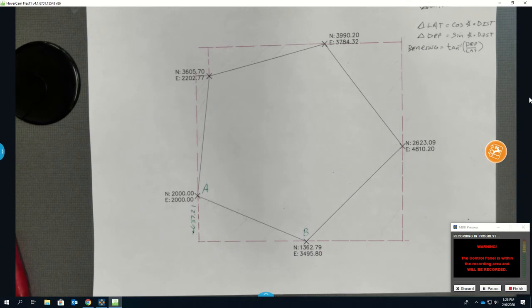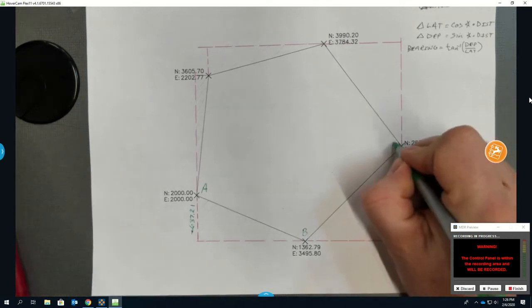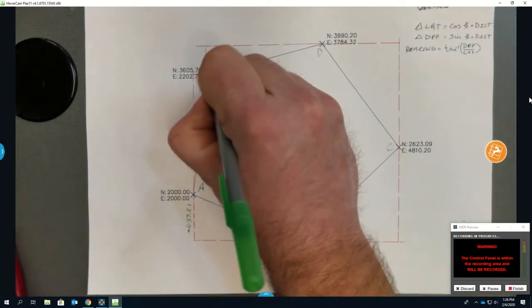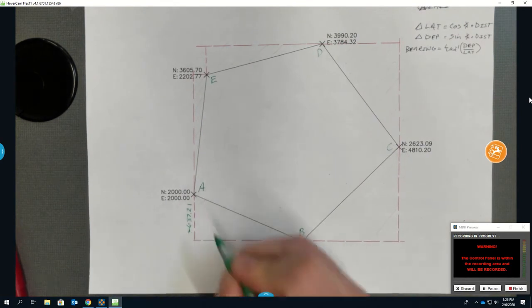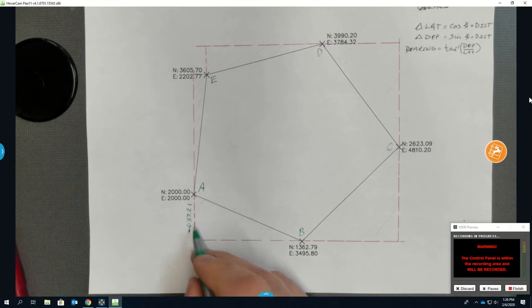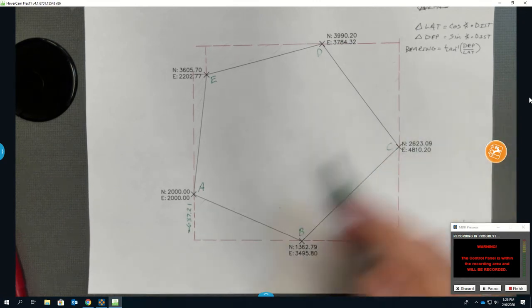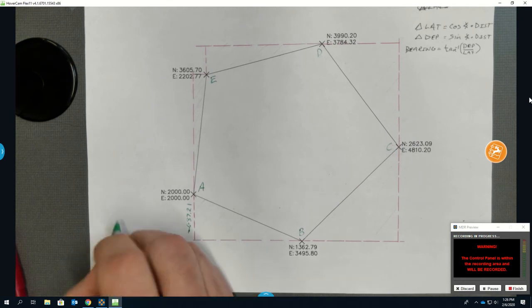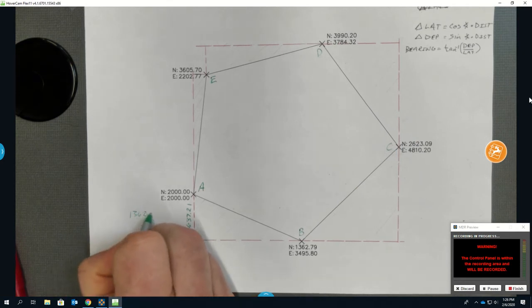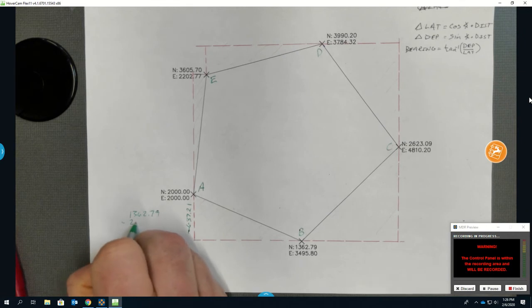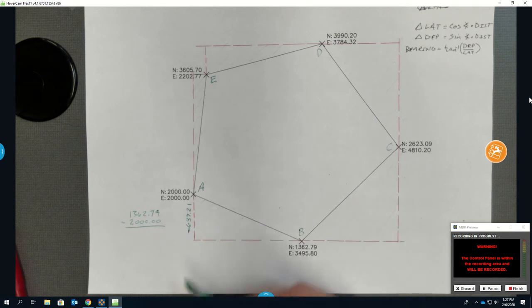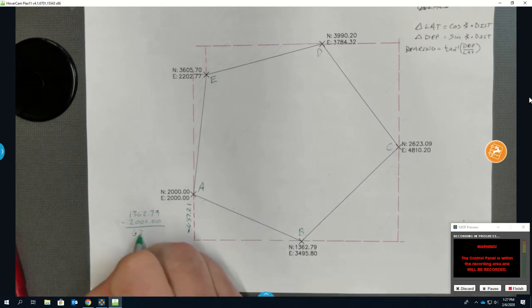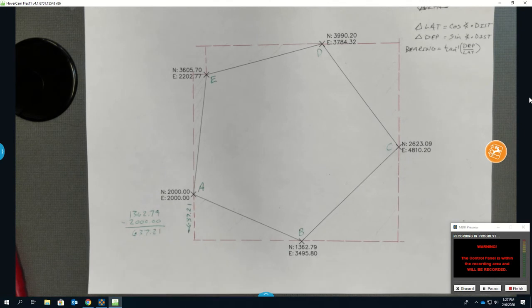I might as well label them all right away: C, D, and E. So I have my change. It's a negative 637.21. That's my change in latitude, and all I did was take 1362.79 and subtract the 2000. Because I'm heading in the south direction, I know that has to be a negative. So that gave me the 637.21.